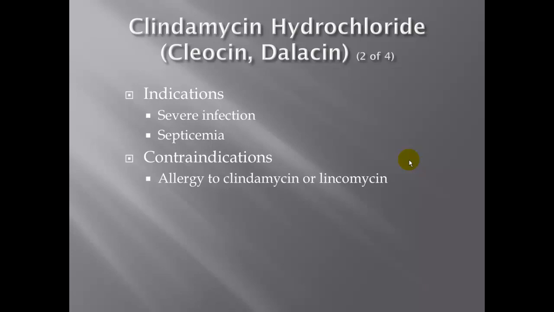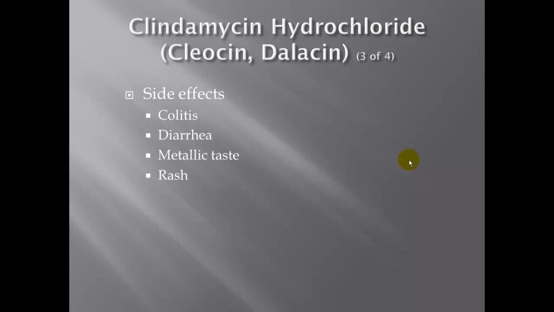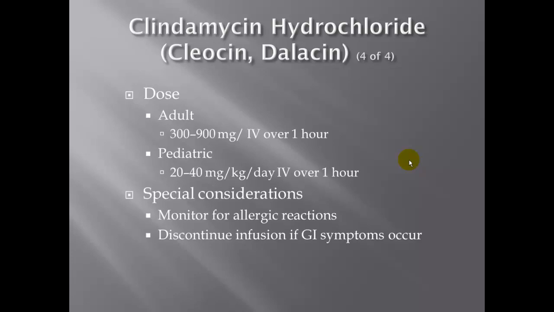Indications: severe infection, septicemia. Contraindications: allergy to clindamycin or lincomycin. Side effects: colitis, diarrhea, metallic taste, and a rash. Dose on this: 300 to 900 milligrams IV over 1 hour. Pediatric 20 to 40 milligrams per kilogram per day IV over 1 hour. Special considerations: monitor for allergic reactions. Discontinue infusion if GI symptoms occur.